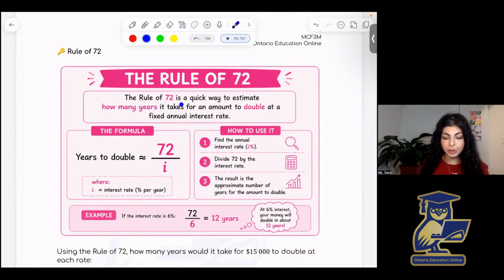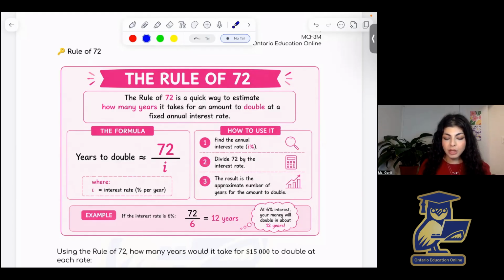So the rule of 72 is an estimate of how many years it takes for an amount to double at a fixed annual interest rate, which means that your rate is not changing. So even if you're compounding annually for 5 years, then the rate is the same over those 5 years. Whereas there are some other investment options where the rate actually fluctuates. So that's not a fixed rate. So we're considering fixed rates where over a certain amount of years that you're investing, that rate is not going to change.